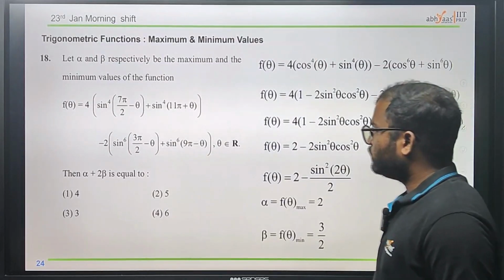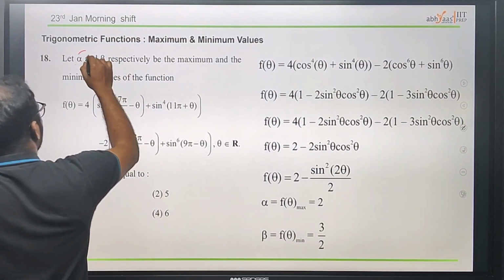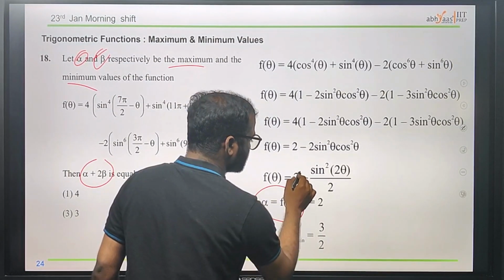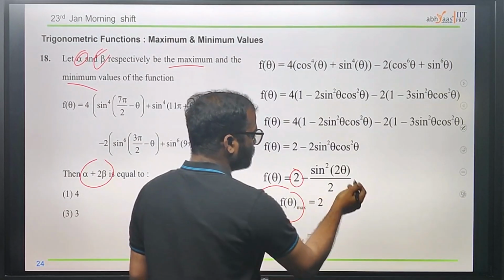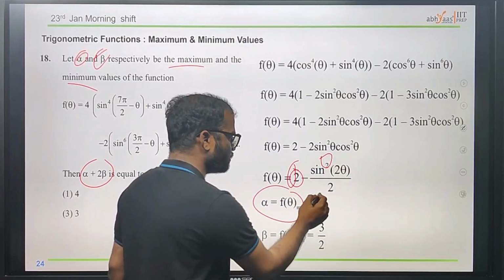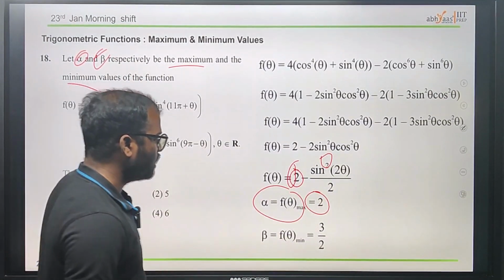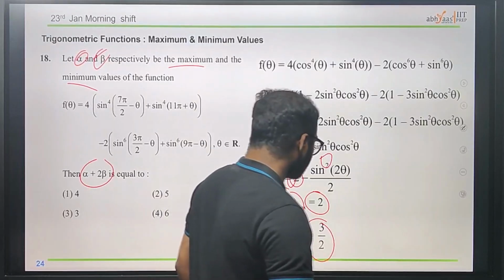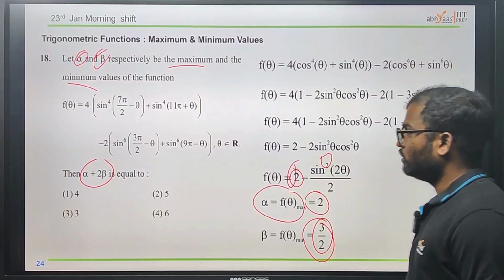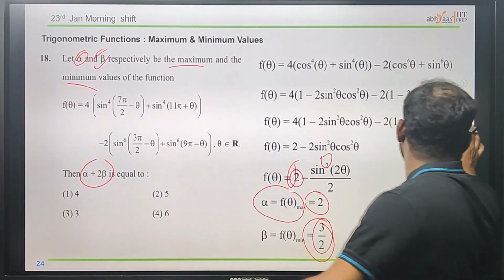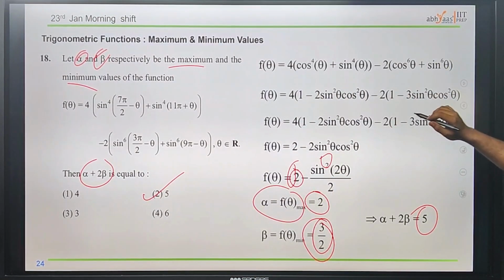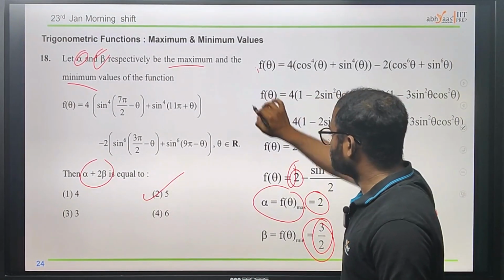Now next, we need to find alpha plus 2 beta, where alpha and beta are the maximum and the minimum values. For that reason, alpha, the maximum of f, is nothing but 2 here, since if we put t equal to 0, the maximum will be 2. So alpha is equal to 2. And for the minimum value, if we take the last value of this one, we will get 3/2. So the minimum will be 3/2. Therefore alpha plus 2 beta gives the answer 5. I hope you understand. This is a simple one, I think, but we need some calculations.